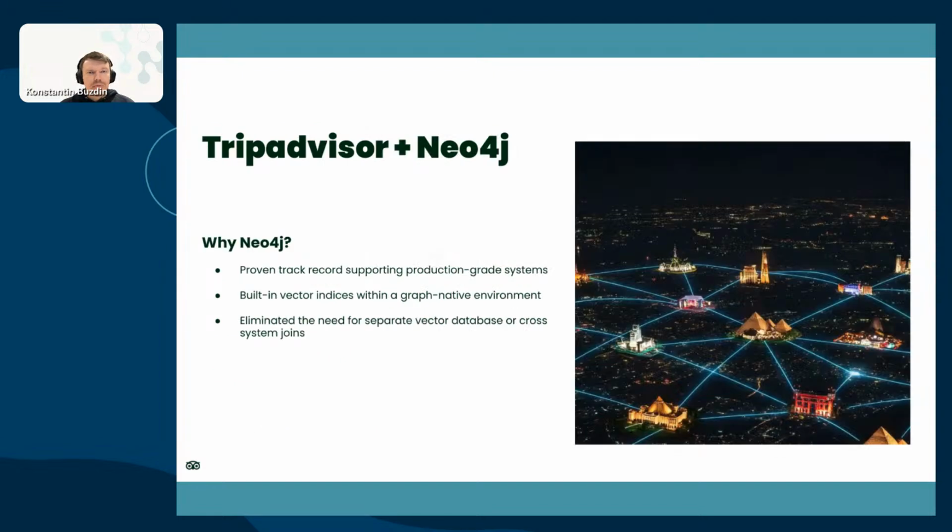So we decided to use Neo4j, and there were a few reasons for that. First of all, Neo4j has a proven track record supporting production-grade systems. It has built-in vector indices, which allows us to have everything in one place. There is no need to implement cross-system joins. Both the graph structure and the vector indices are in Neo4j.